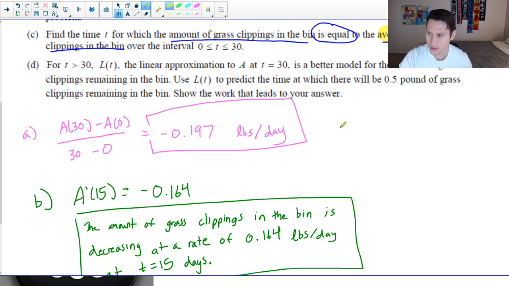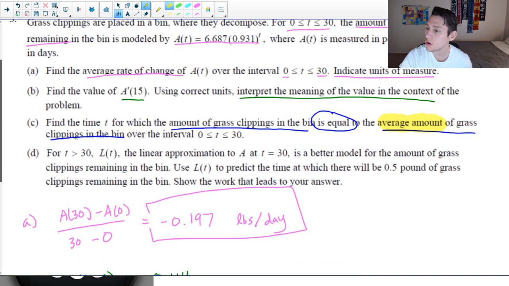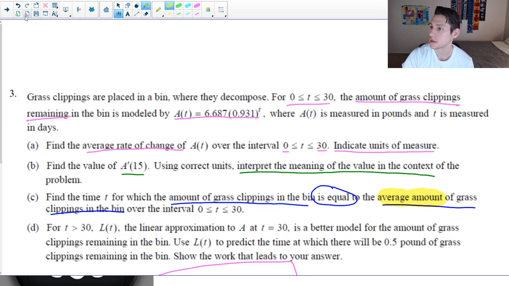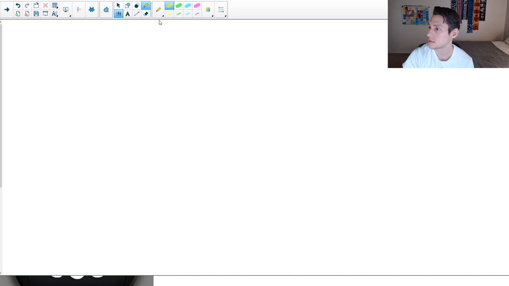Okay, now what is the average amount? You might be tricked into thinking that's what we did for part A, right? This is negative 0.197, right? But part A was find the average rate of change. We are now looking for the average amount. So the question then becomes, how do we find the average amount?